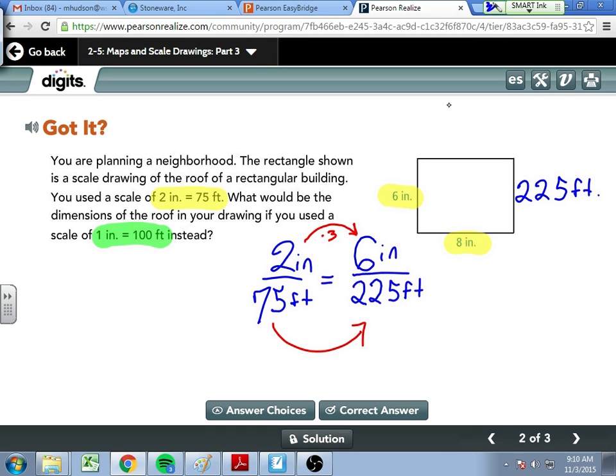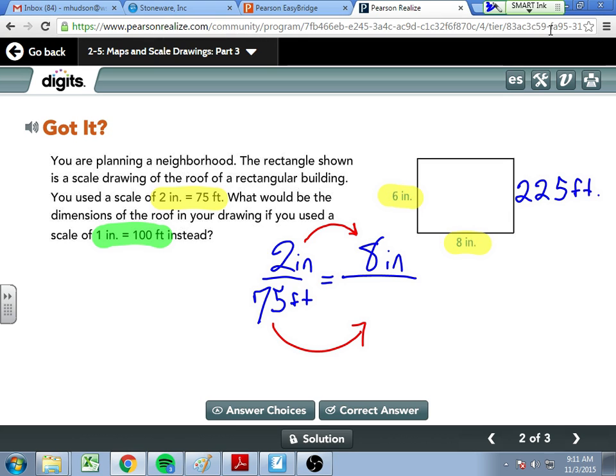Then I can use that proportion again to figure out the length. So if I erase this, how would my ratio look now? What do I want to put in here? What do I want to solve for? Bunger? 8 on the top. 8 on the top, and that's inches.